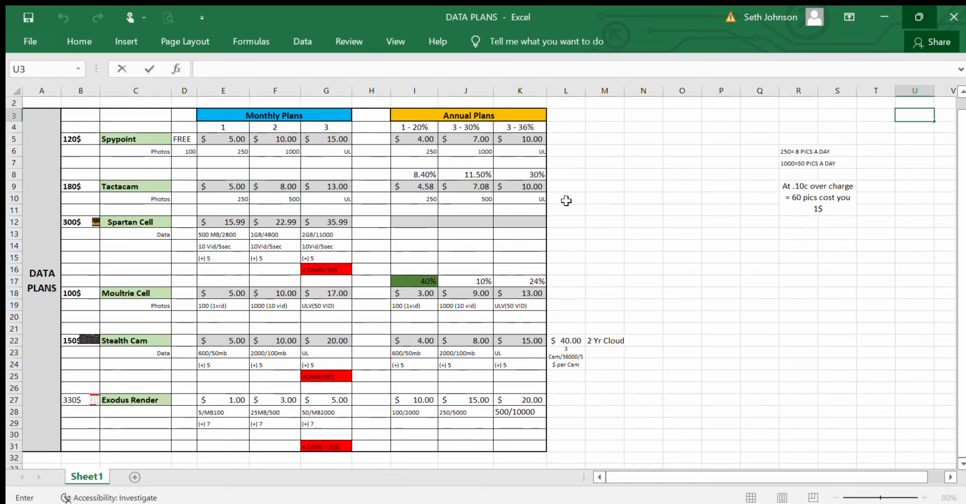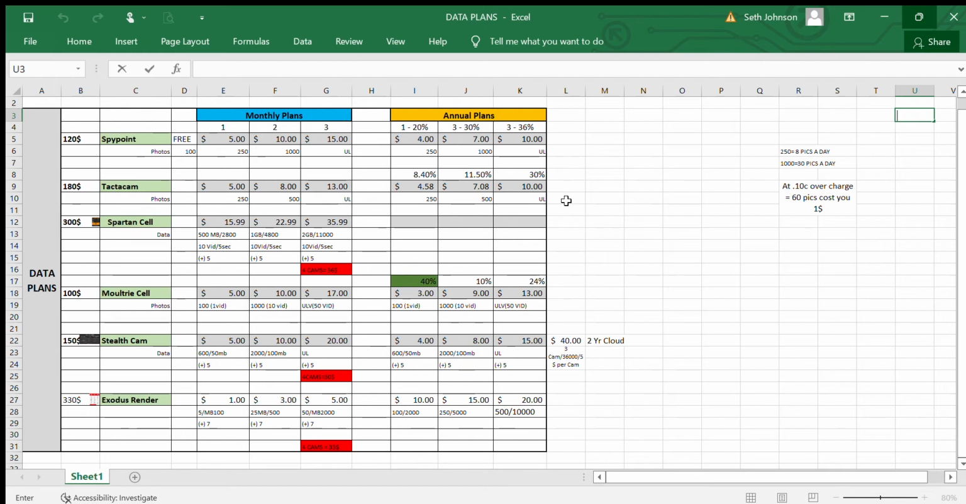Now, I hear a lot of good things about them. A lot of people choose Tacticam over Spotpoint. A little bit more pricey maybe, but I'm sure it's a lot like Spotpoint where you can find them on deals, get some discounts in there. And I'm really not sure about the referral program or anything like that like Spotpoint has, but we're just focusing on data plans. So we'll move on here to the Spartan cell camera.